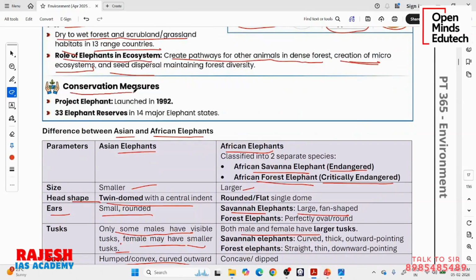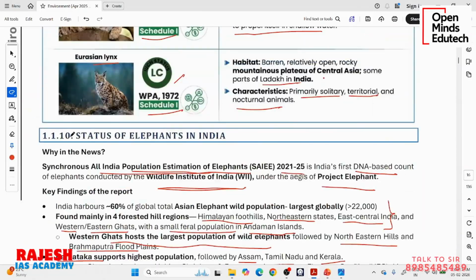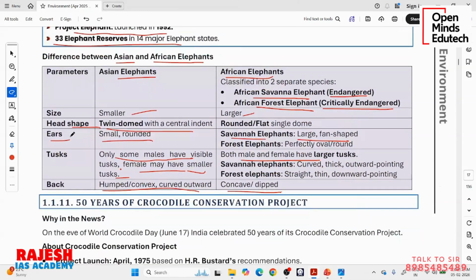Conservation measures. We have Project Elephant, launched in 1992, merged with Project Tiger recently. Across India, 33 elephant reserves were also declared. Like tiger reserves, we have 58, which we saw in the previous class. We have 33 elephant reserves. So this is about the elephant. Moving on to the next topic.